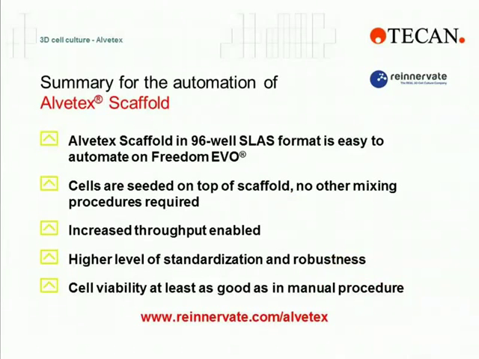So, the summary of the automation of the Alvetex scaffold. The Alvetex scaffold in 96 well format is easy to automate on our Freedom EVO platform. The cells are simply seeded on the top of the scaffold, and there is no other mixing procedure required. You can therefore increase the throughput dramatically, and this results in a very high level of standardization and robustness, with a cell viability that is at least as good as with a manual procedure.